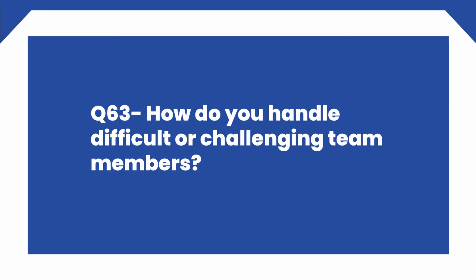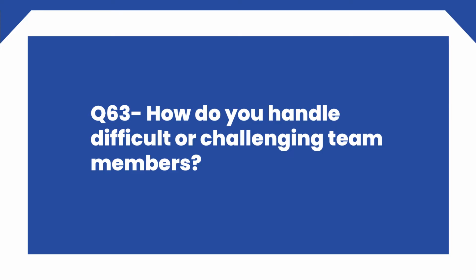The first step in handling difficult team members is to identify the root cause of their behavior. This could be due to a lack of communication, unclear expectations, or personal issues. Once the cause is identified, it is important to address the issue directly with the team member. This can be done through open and honest communication, setting clear expectations, and providing support and guidance as needed.